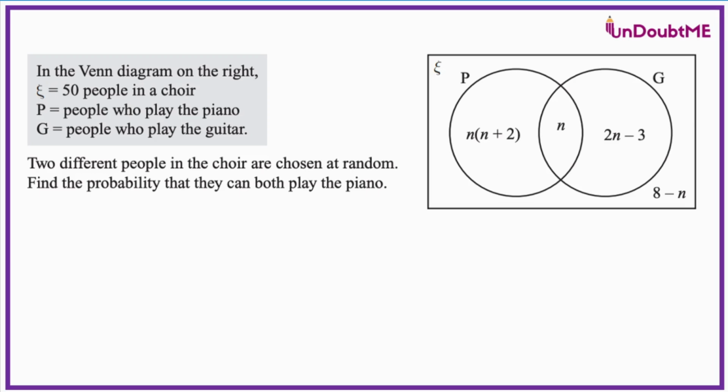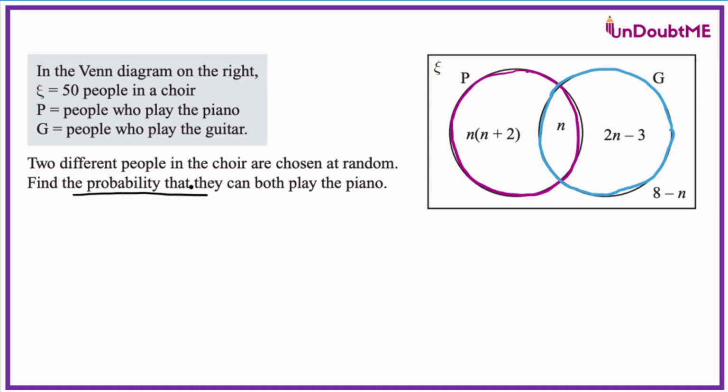As per the Venn diagram, the circle which represents P, these are the people who play piano. Similarly, the other one plays guitar. The number which is written outside are the ones who play nothing. So 8 minus n are the total people who play nothing. The very first thing we should do over here is get the value of n. Then we will try to find the probability they are asking.